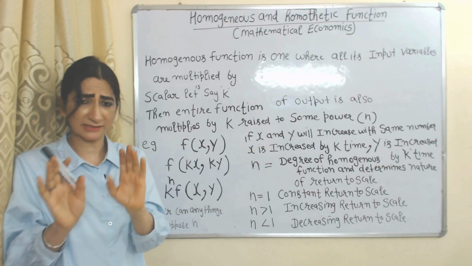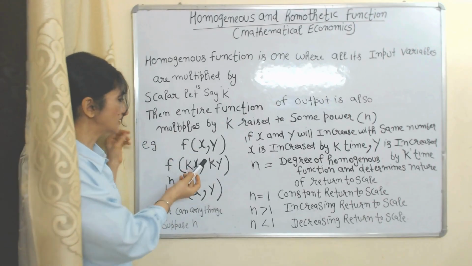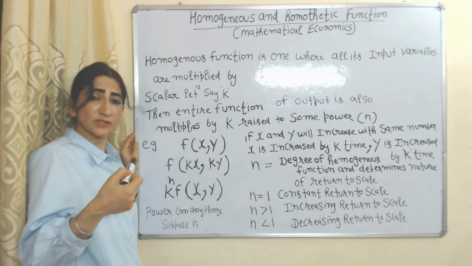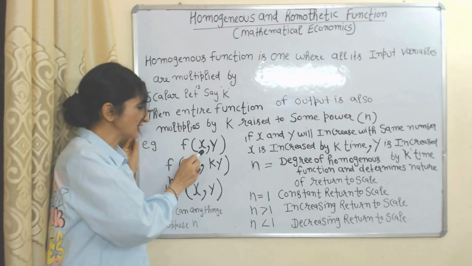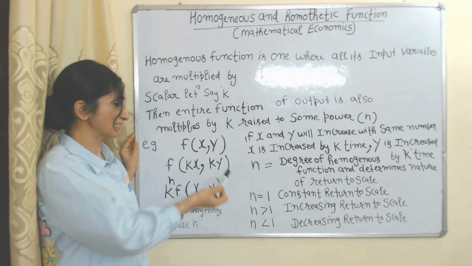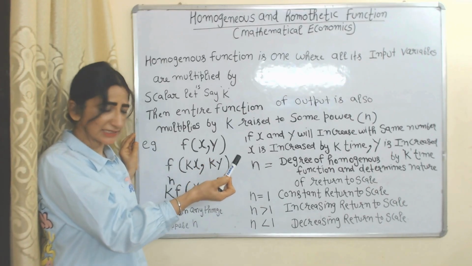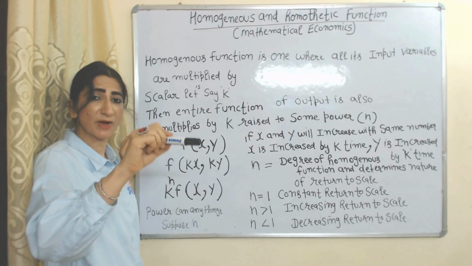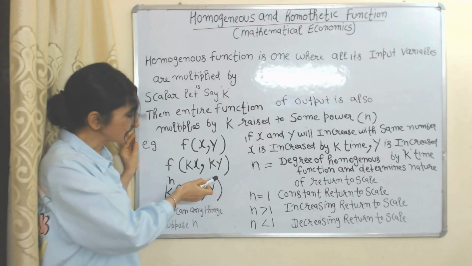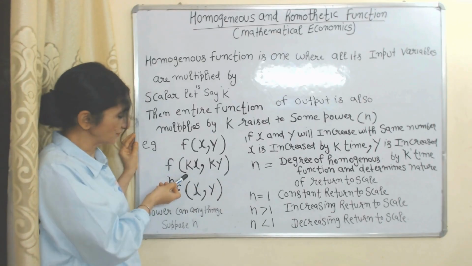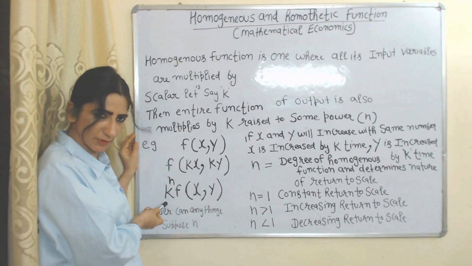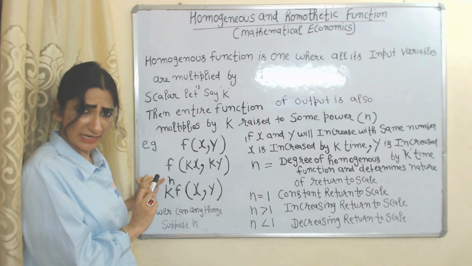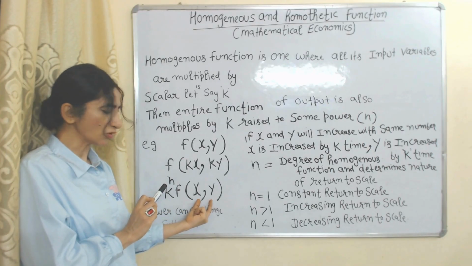We will clearly understand with the help of one example. This is our function. Here x and y are our input variable. Suppose we multiply both x and y with k, or you can say that x is increased by k time, y is also increased by k time. When both x and y are increased by k time, then our equation will look like this. We will take k common. Here k raised to the power n. Power can be anything, but here we assume n. And this is our entire output function.